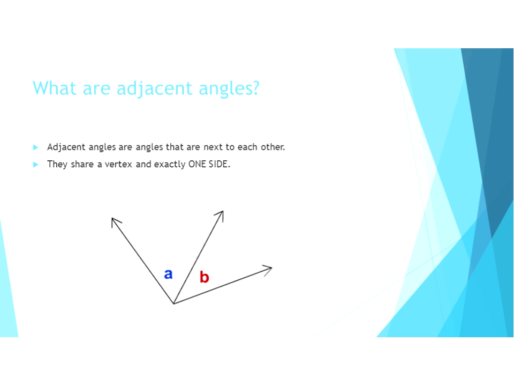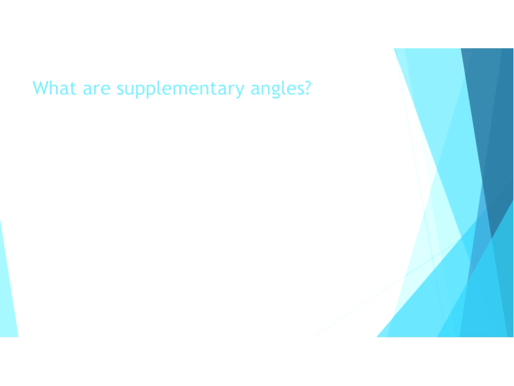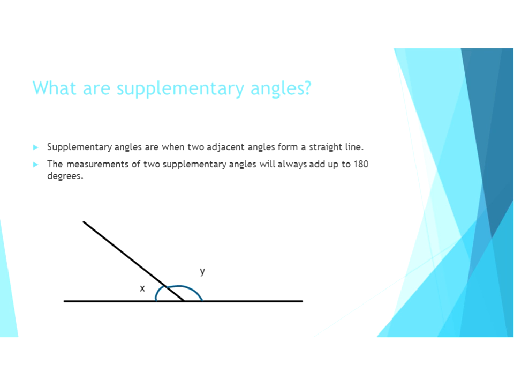Adjacent angles are two angles that are next to each other, like A and B here. They share the vertex, or the point where they meet, and exactly one side. So that is the definition of an adjacent angle. Supplementary angles are when two adjacent angles form a straight line. Notice how the bottom here is a straight line. That means that the measure of these two angles will add up to be 180 degrees because the measure of a line is 180 degrees.